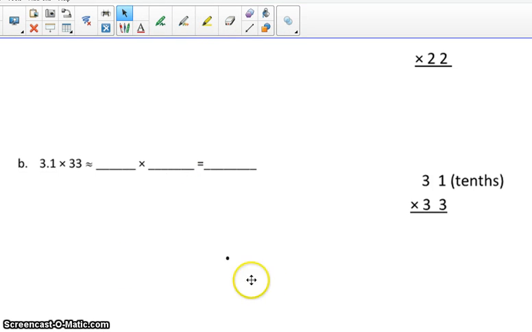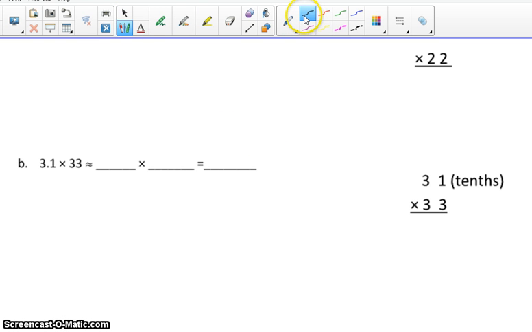Okay, first of all, we need to get rid of this random little dot, and then we can begin. Done. All right. Now, this is an example from our workbook. We are going to do 3.1 times 33. This little symbol here means about, so it's not exactly equal to. So we've got to do our estimate, and then we'll know kind of what we're looking for. It'll be in the general vicinity or the ballpark.